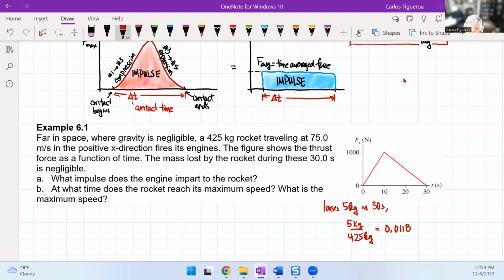Now, here's what I want you to do. I want you to sketch the situation and draw me a momentum bar diagram. And then we'll come back and we'll look at the impulse. Let me give you a few seconds just to start looking at that, and then I'll get started.